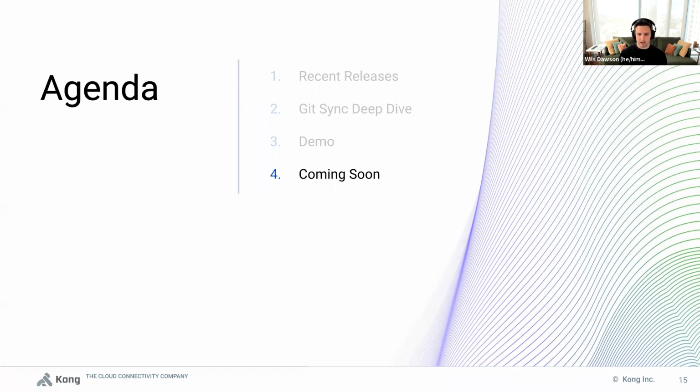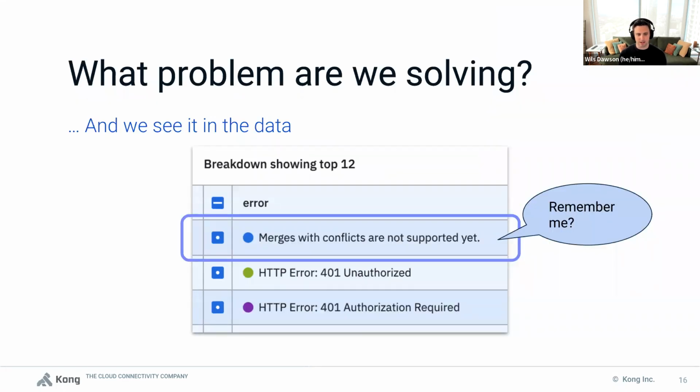So talking about what's coming soon. As you might remember, we saw this in the data that we have, merge conflicts are not supported yet. And that's true. Merge conflicts are not supported in Insomnia right now. You have to work around this today, kind of revert your changes, save them over to the side, redo them on kind of the latest head. There's not really the ability to rebase your Git changes and things like that.